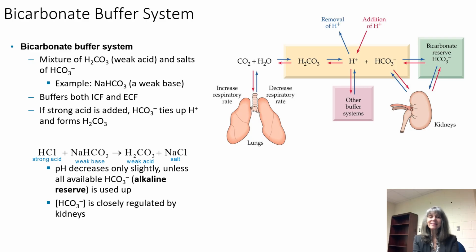If a strong acid is added, then the bicarbonate ions can soak up or tie up free hydrogen ions, forming carbonic acid. And when pH decreases even just slightly, then the bicarbonate ions will help soak up the free hydrogen ions to form carbonic acid, unless all available bicarbonate ions, which is what we refer to as the alkaline reserve, are used up. Bicarbonate ions are closely regulated by the kidneys.